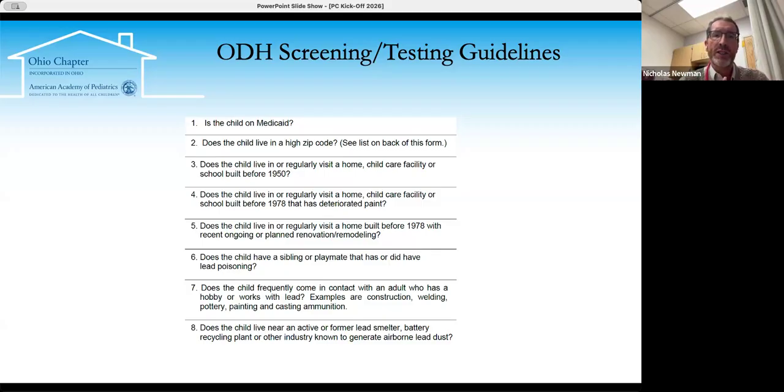And the next questions are about the age of the home. Basically, lead paint was banned in 1978. They started phasing it out in 1950, so there were voluntary controls. For the 2 questions about regularly visiting a home or child care facility that is older, I think we also have to understand that a lot of people may not know the age of their children's child care facility. And if that's an unknown, then that means a yes. If it's a no, then that's potentially reassuring.